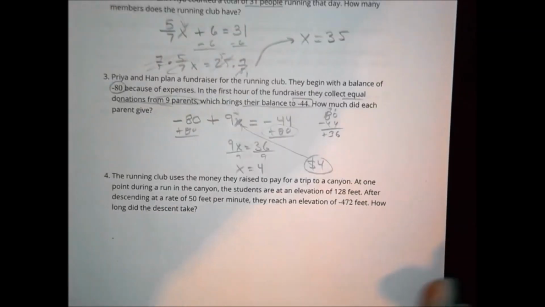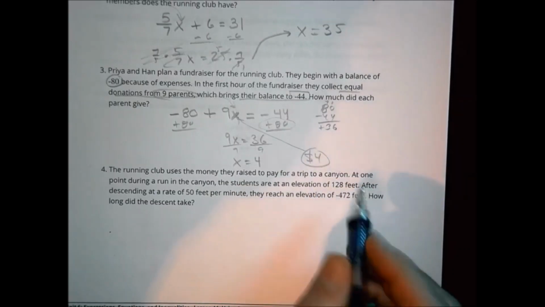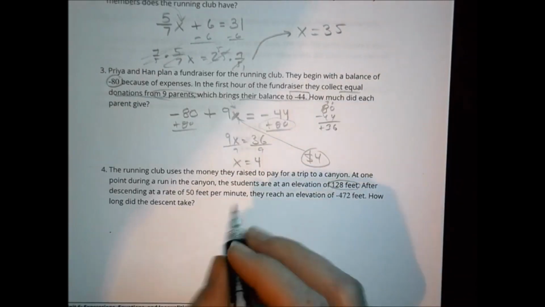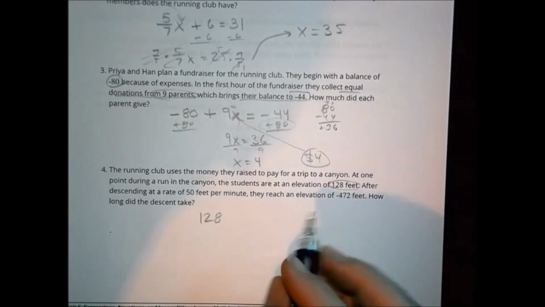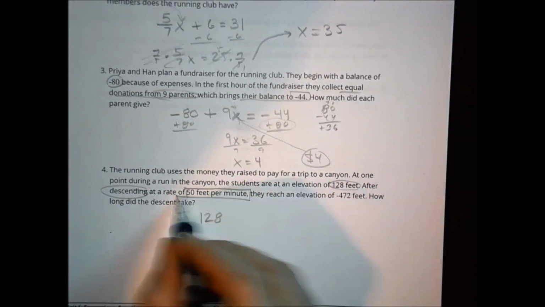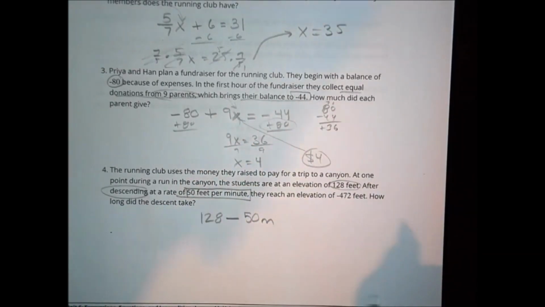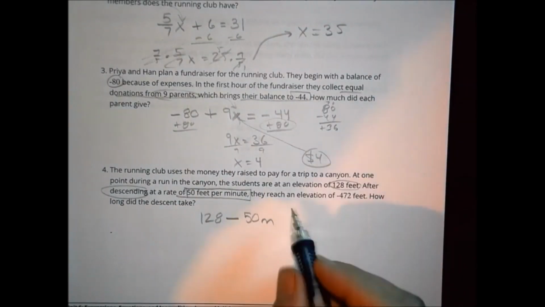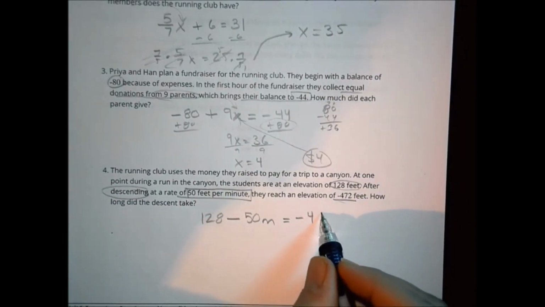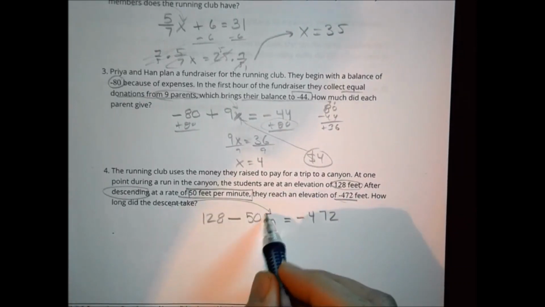The running club uses the money they raise to pay for a trip to a canyon. All right, they made some money, here we go. At one point during a run in the canyon, the students are at an elevation of 128 feet. So here they are at 128 feet. After descending, that means going down, at a rate of 50 feet per minute. So we're going down 50 feet every minute. I'm just going to make that 50 times some number of minutes. They reach an elevation of negative 472 feet. So they're going to get to a place where they're at negative 472 feet. How long did the descent take? So what's our minute value going to be?